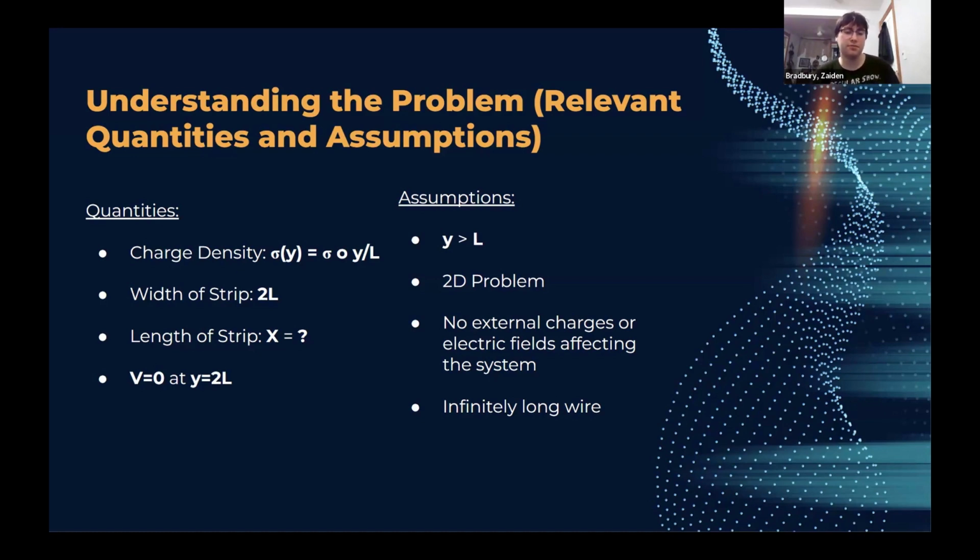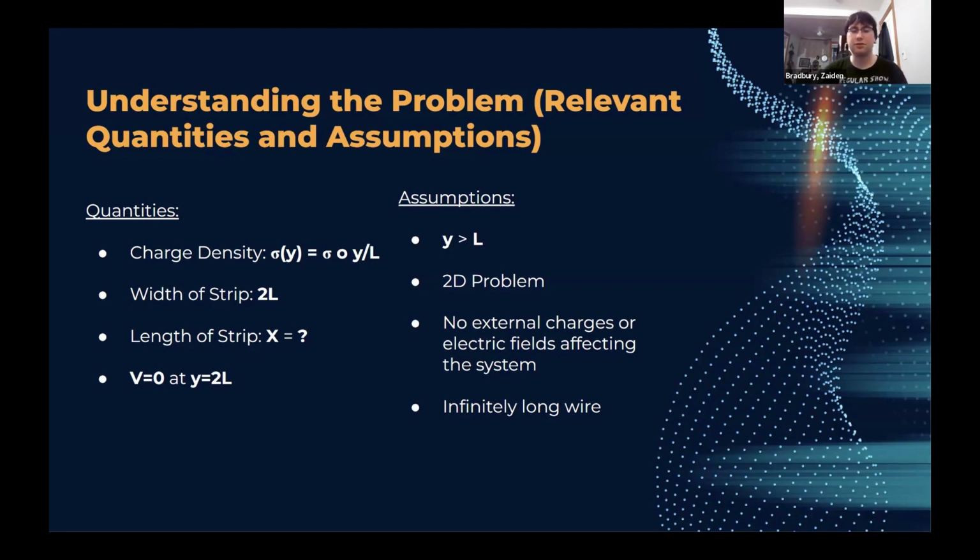Another assumption that we can make for this problem is that there are no external charges or electric fields affecting this. We just have the closed system with just a strip along the x and y axes. There's nothing affecting this, and that would make the problem a lot more complicated. So luckily we can just assume that there's no outside electric field or charges that are going to affect the system that we have.